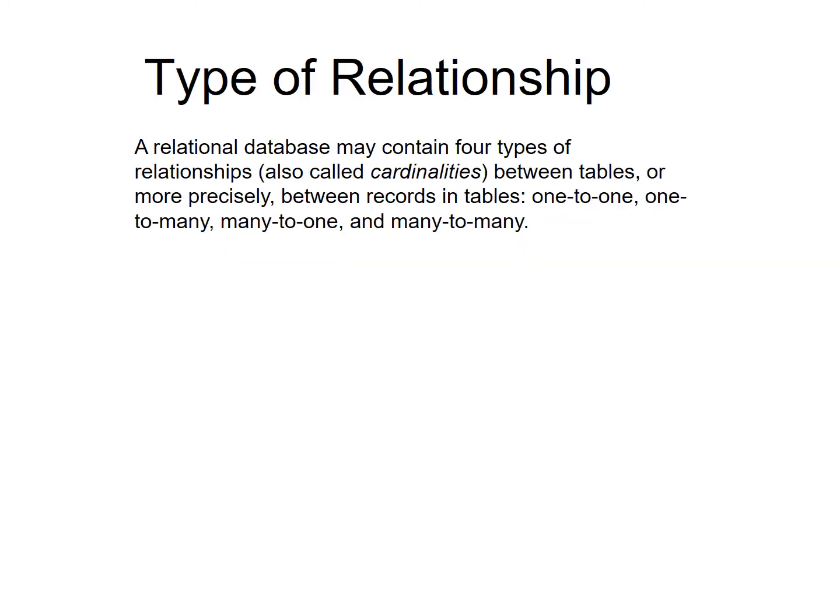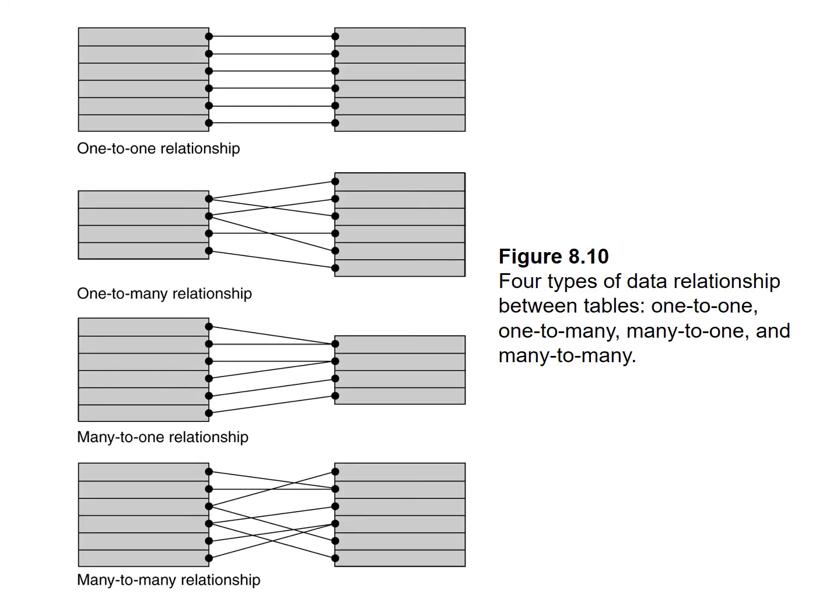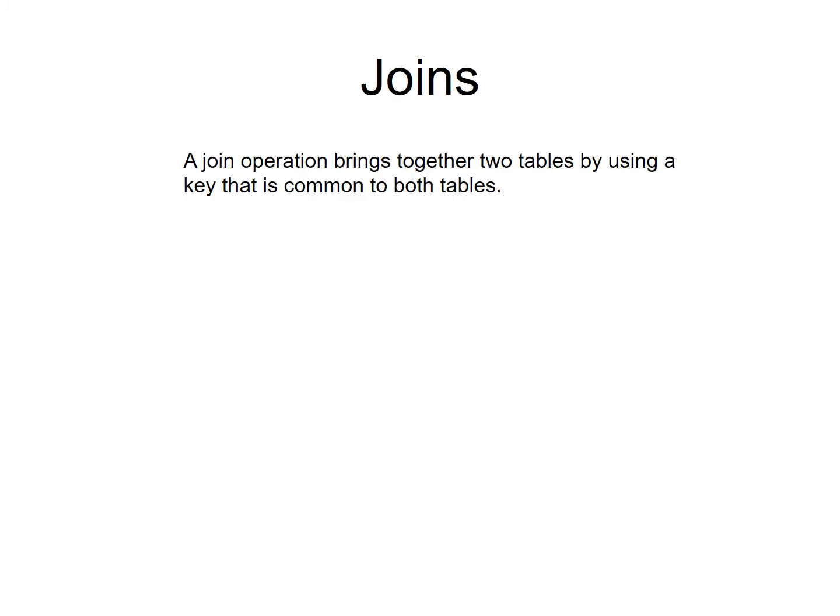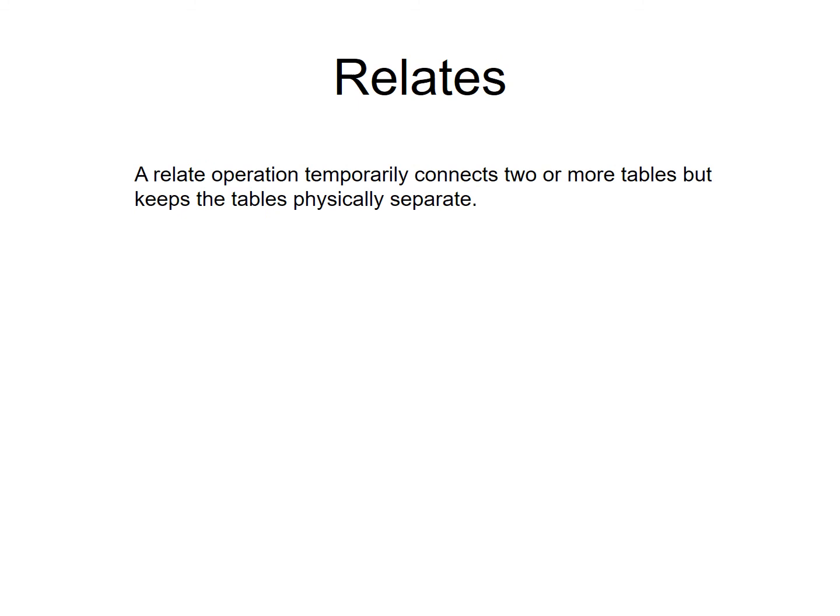Types of relationships that may exist, we're really talking about cardinalities. In other words, one-to-one, one-to-many, many-to-one, many-to-many. Here are the examples. Joins identify things that are common to both tables and data sets and bring them together. Relates is a temporary construct: when you identify things in one table, it identifies them in the other, but it keeps them physically separated, whereas a join physically brings those together. Both of these are temporary.